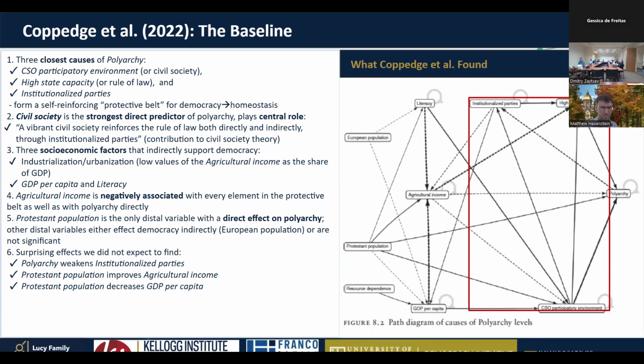And we find a negative effect of agricultural income on just about everything. That is the percentage of the GDP that is owed to the agricultural sector of the economy. It's negatively associated with democracy. And other things are in there as well. But anyway, this is the model that was the baseline inspiration for what we're doing here.